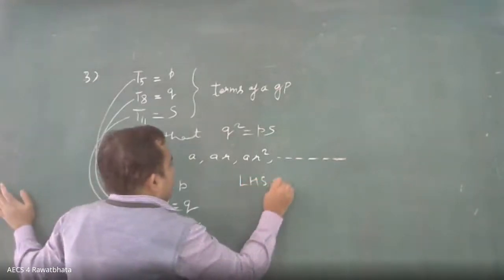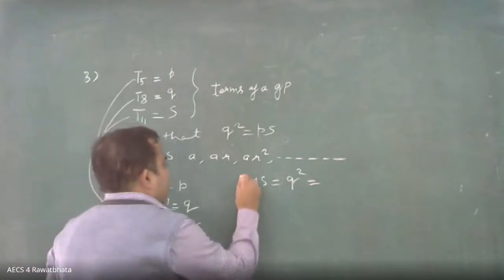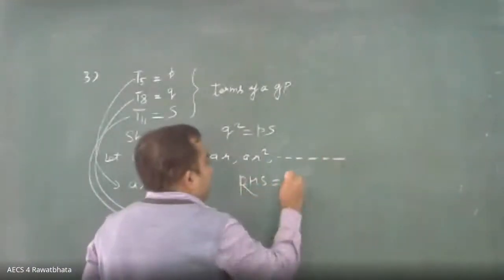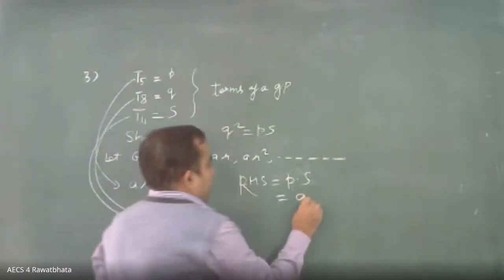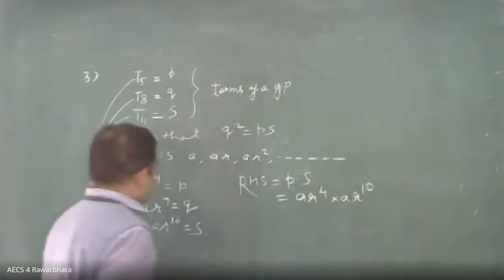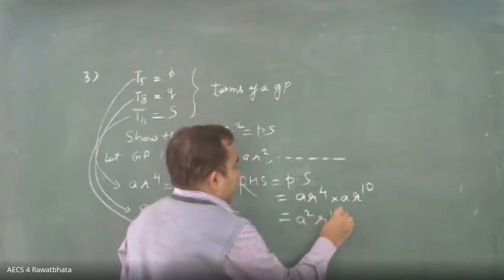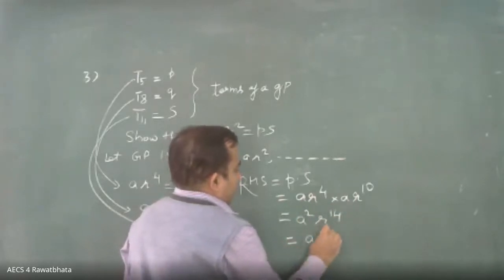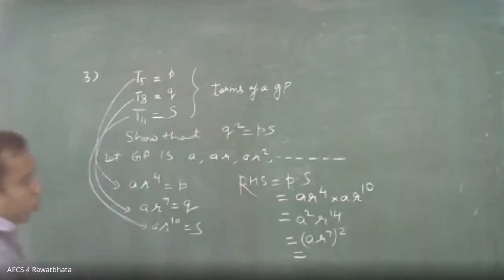Begin with LHS, or let's begin with RHS. RHS is PS. P means AR raised to power 4, and S means AR raised to power 10. It becomes A square R to power 14. So easy it is to prove that this is Q square.